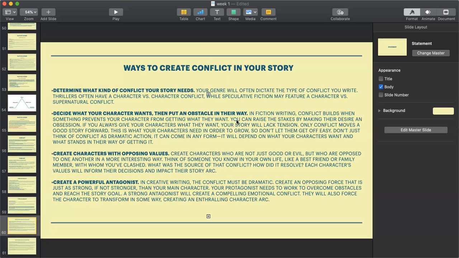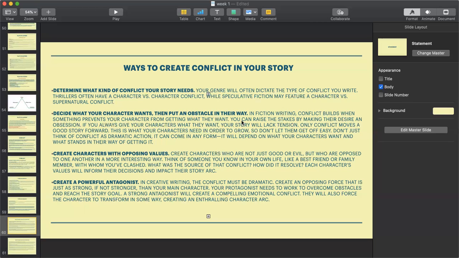In your story, you can raise the stakes. You can make it much more interesting, much more tough by making the desire an obsession. If you always give your characters what they want, your story will lack tension. So it will become very dull. Only conflict moves a good story forward. Very, very important thing to remember. Only a very interesting, good conflict moves your story forward.